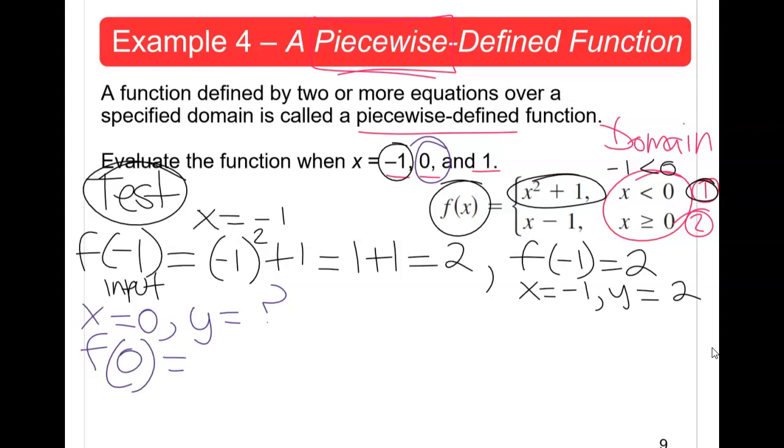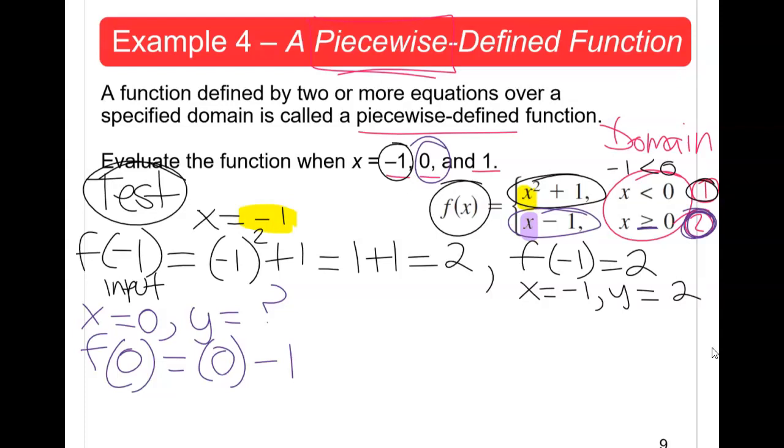So 0 belongs to the second category because we have the equal part in that inequality symbol. So for any x value that is greater or equal to 0, we use the second piece of the function. So we're going to use that equation, x minus 1. So instead of x, we substitute that with a 0, and then minus 1. This is what I'm substituting. On x plus 1, we use the first piece.